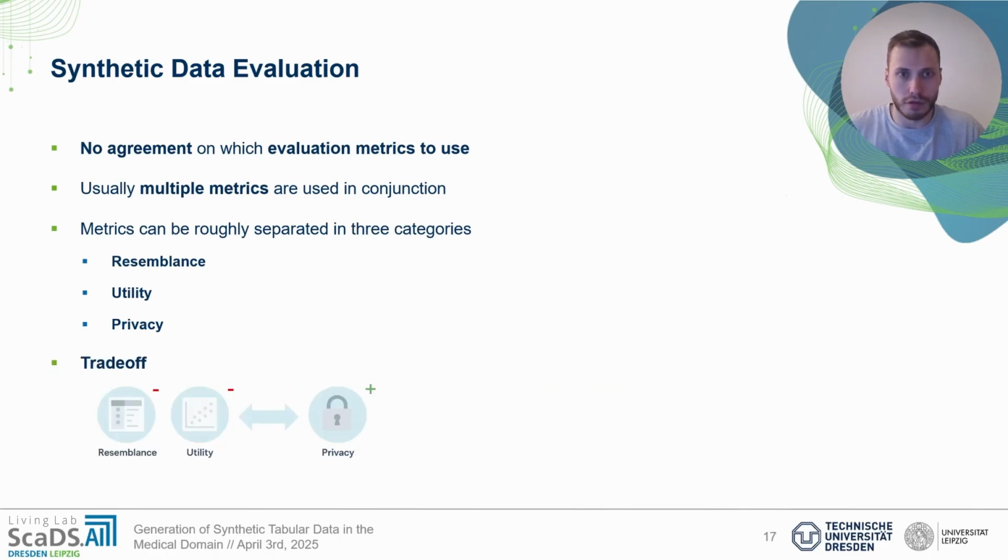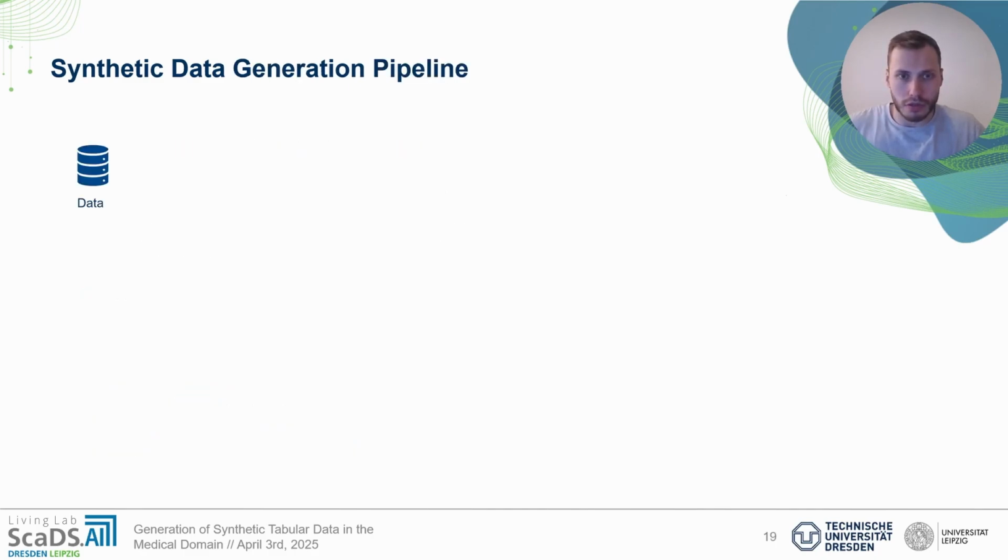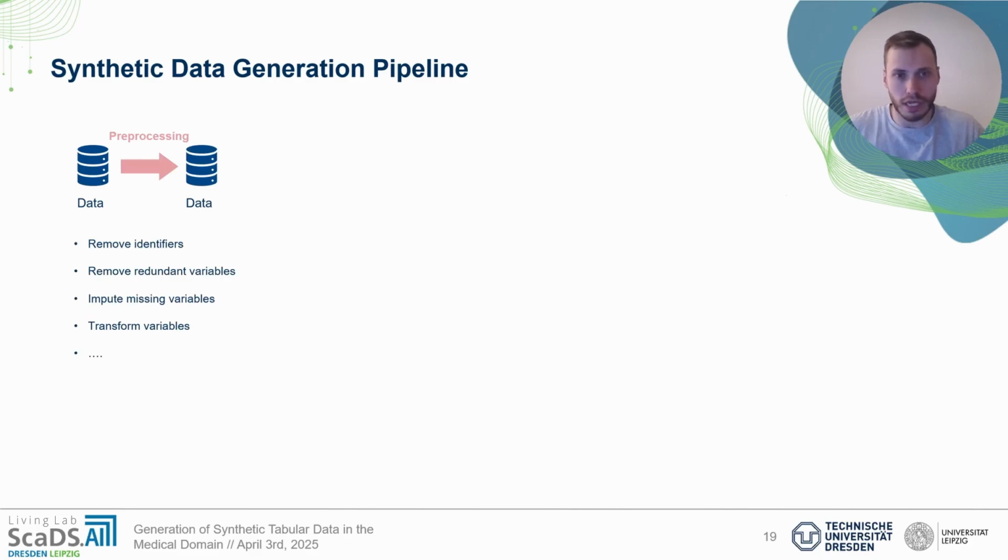So after we have heard now something about evaluation, I forgot to say one thing. In general, there's a trade-off between privacy, utility, and resemblance. So if you increase the privacy, you get worse in the other two. However, I actually wanted to explain more realistically how synthetic data generation works. So we first have data, then we pre-process the data. We didn't speak about it, but we would remove, for example, identifiers. We would remove redundant variables, impute missing variables, or also transform variables. Then we would select multiple generative models.